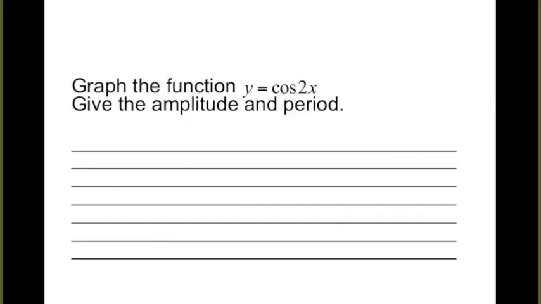So the things we always want to consider before we begin a problem: the amplitude. The amplitude is given by the number in front of the trig function. So what number is in front of the cosine? A 1. So our amplitude on this problem is 1.